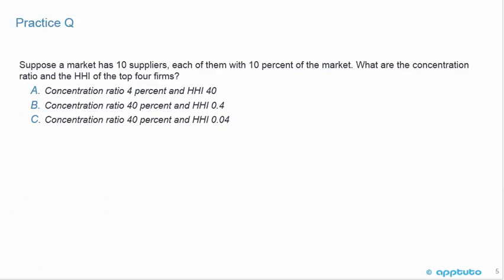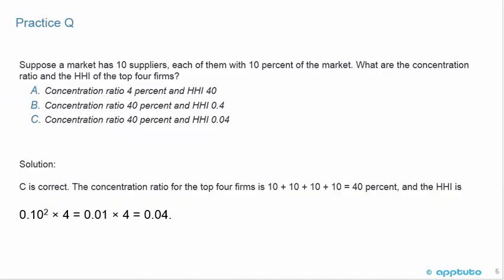Suppose a market has 10 suppliers, each of them with 10% of the market. What are the concentration ratio and the HHI of the top 4 firms? A, concentration ratio 4% and HHI of 40. B, concentration ratio of 40% and HHI of 0.4, or C, concentration ratio of 40% and HHI of 0.04. Okay, the correct answer is C. The concentration ratio for the top 4 firms is pretty easy. That's 10% plus 10% plus 10% plus 10% equals 40%.